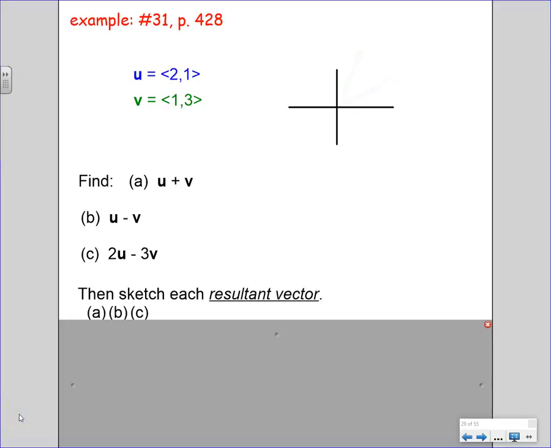The math is easy. What are you going to do? Vector u plus vector v. P.S. Remember, I said handwritten notation. You cannot just write the letters. You have to write the arrows above.